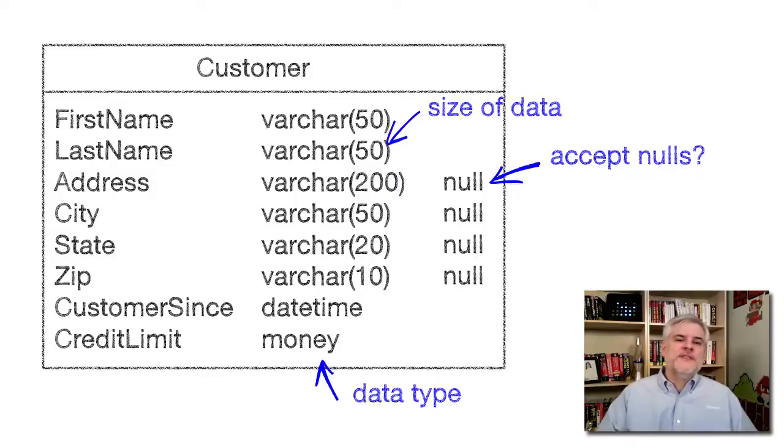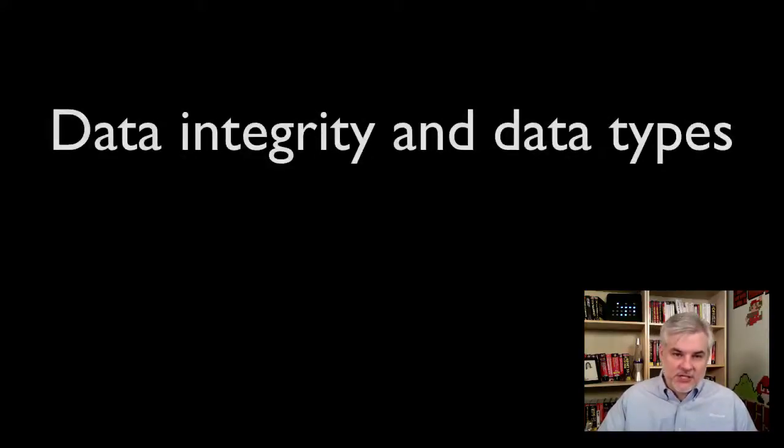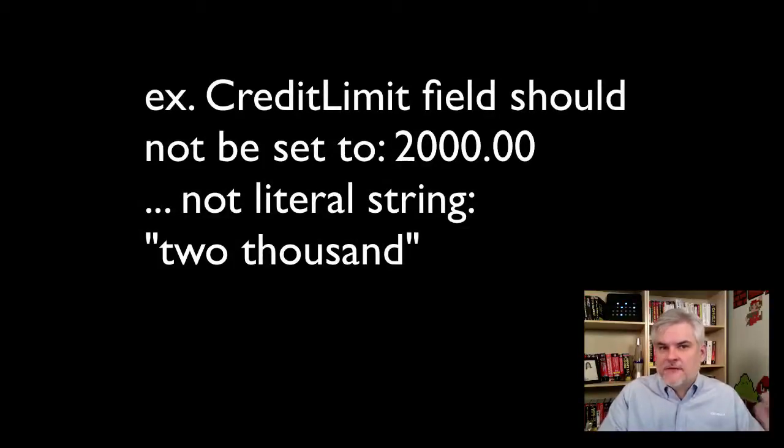Okay, so to revisit an idea that I brought up just a moment ago, what is data integrity? Well, maintaining data integrity takes several forms, and it's one of the most important jobs of a relational database system. One simple example of data integrity is enforcing data types. For example, we may not want to allow somebody to add data to our database that sets the credit limit field, which should be a numeric field. For example, credit limit might be 2,000.